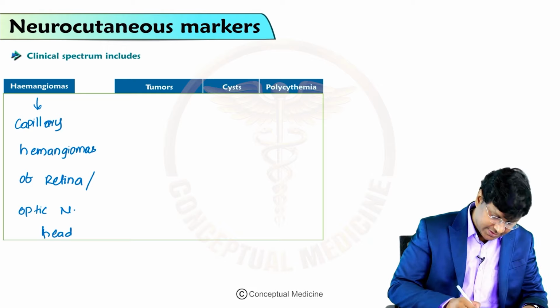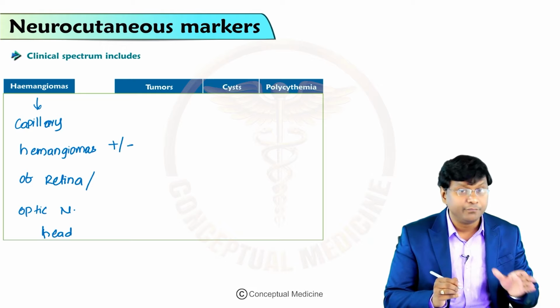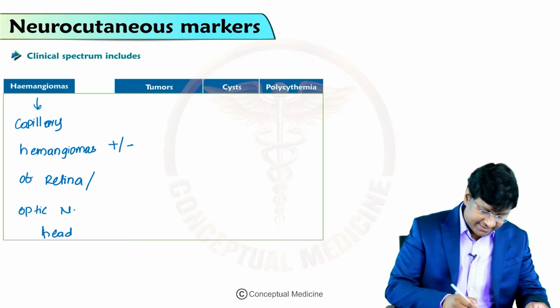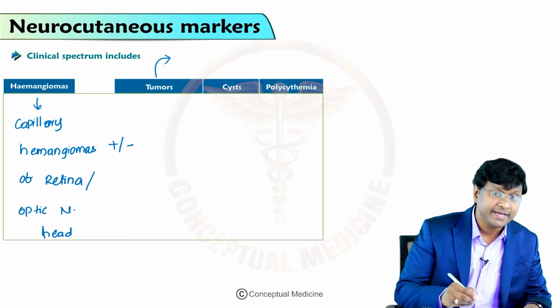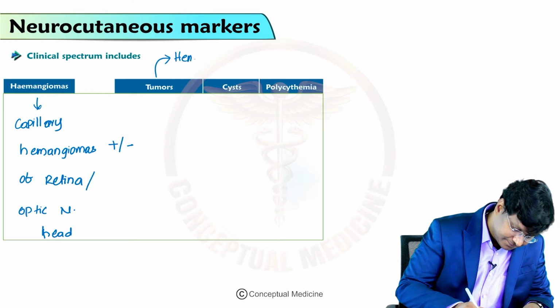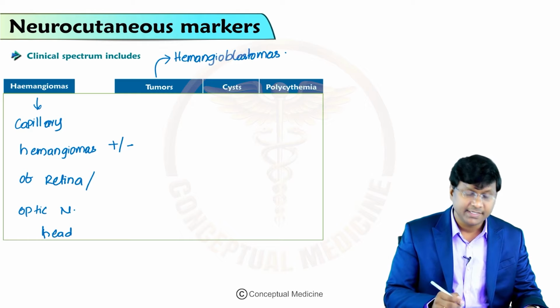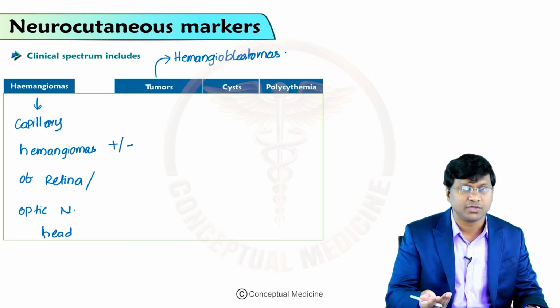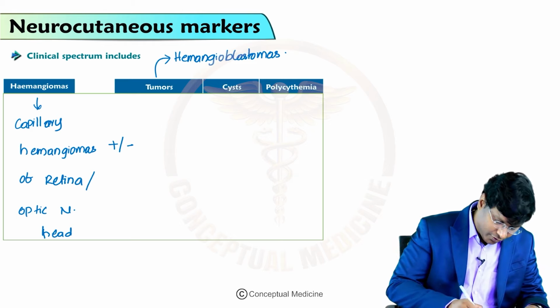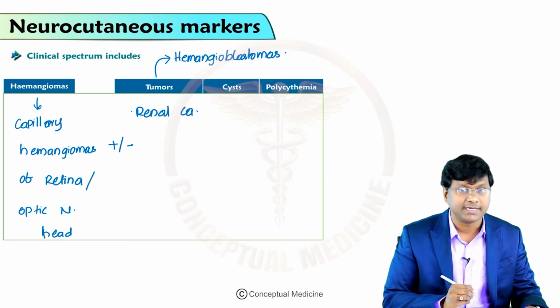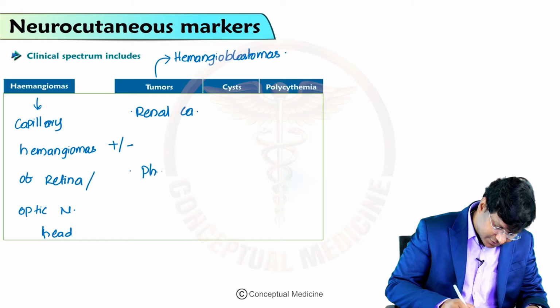These hemangiomas are with or without tumors, cysts and polycythemia, and these particular tumors include hemangioblastomas, right? And this may be either cerebellar tumors or spinal cord tumors or medullary tumors. Then followed by that, the other tumors will be renal carcinoma and then the pheochromocytoma.